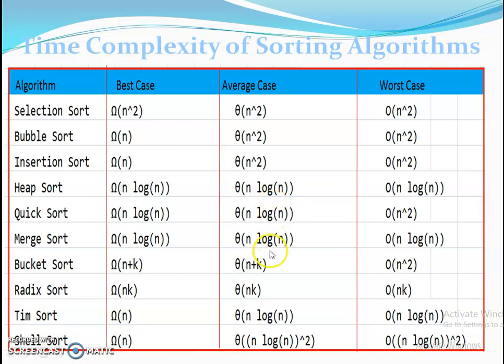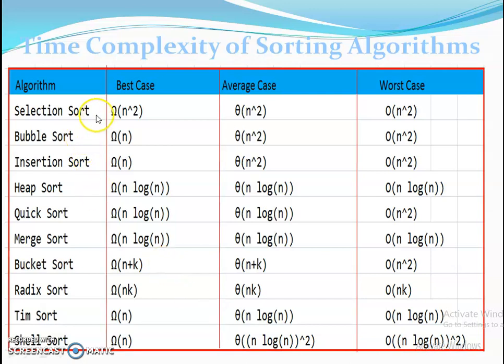Heap sort, merge sort, and tim sort take n log n time in average cases and worst cases. Selection sort, bubble sort, insertion sort, and bucket sort take n square time in the worst case. Bucket sort takes big O of n plus k time in best cases and average cases. Radix sort takes nk time in all cases. Shell sort takes n log square n time in the average and worst case.